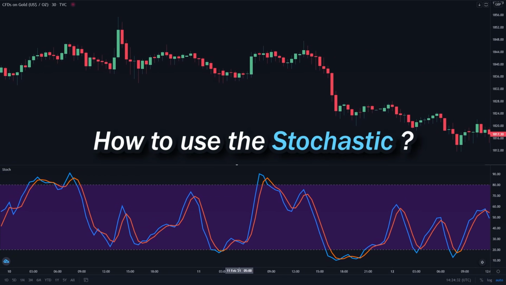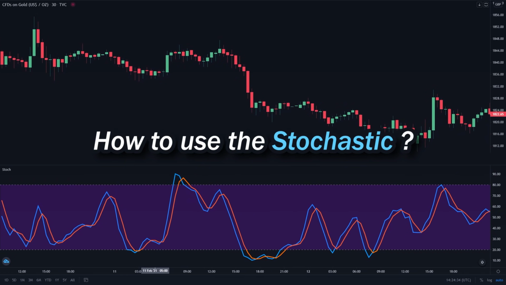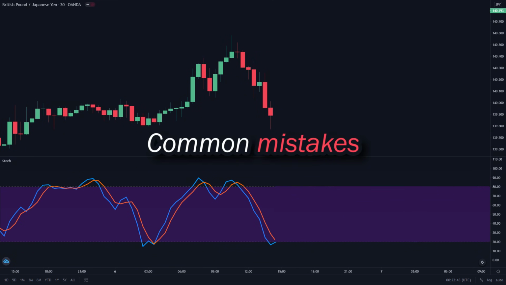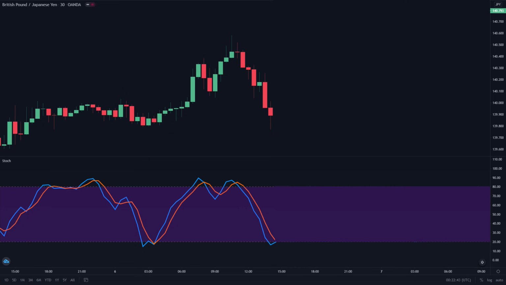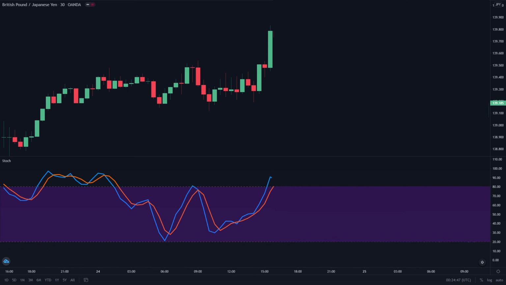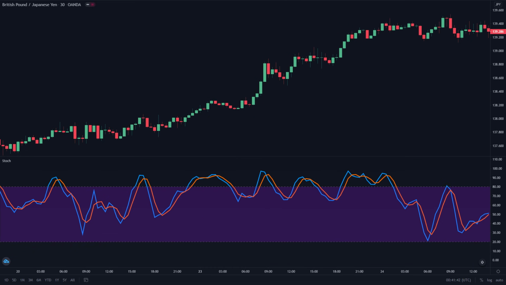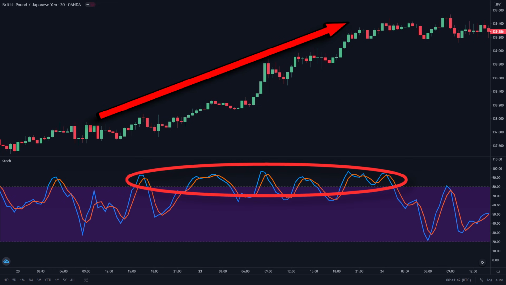Okay, so how do we actually use the Stochastics? One of the most common mistakes that beginners make when trading this indicator is that they immediately take a buy position when the indicator hits oversold, and they immediately take a sell position when the indicator hits overbought. And the reason on why this is such a bad strategy is because if the market is on a strong trend, the Stochastics can actually remain at overbought or oversold levels for long periods of time.